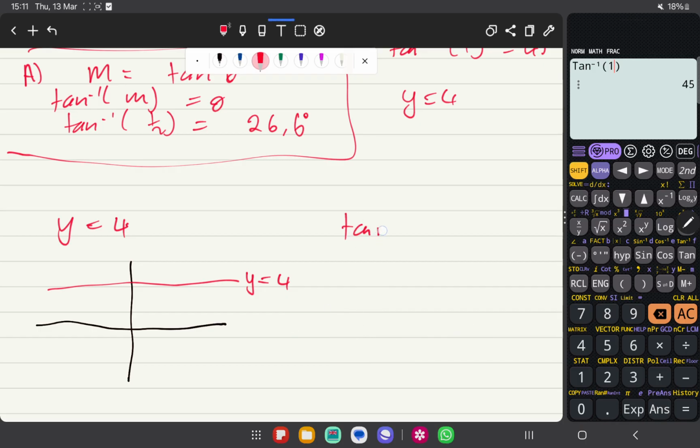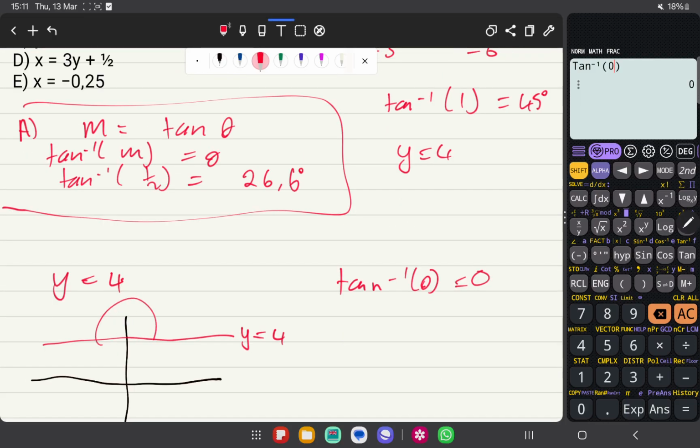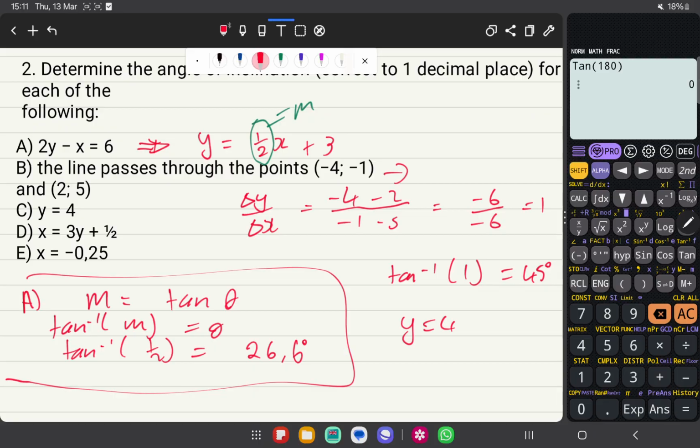So you just say tan, let's see what we get. Bang. 0. So the angle of inclination in this case, I believe the answer should be 180. Let me see. Tan 180. Yeah, it's gonna be 180, right? Because it's just a straight line. Measure that angle, 180 degrees.